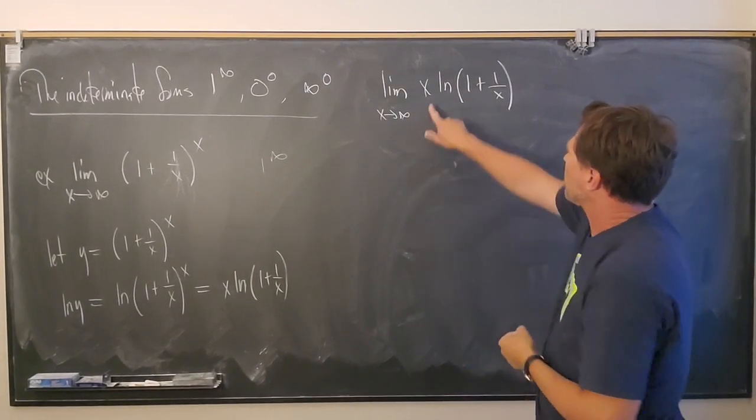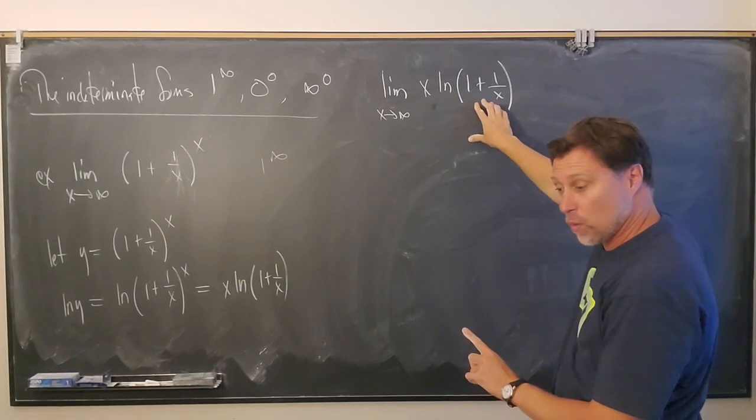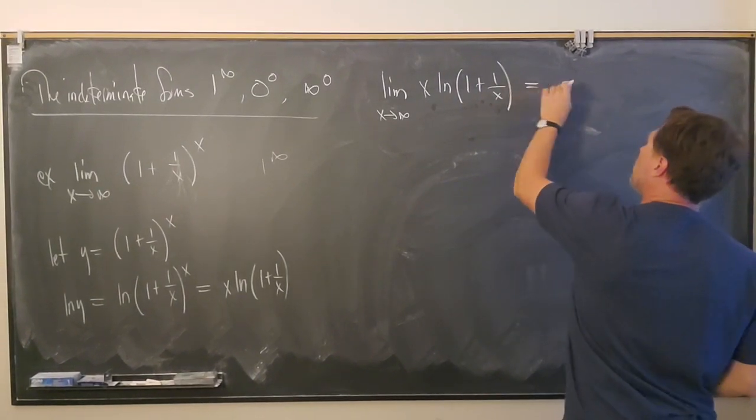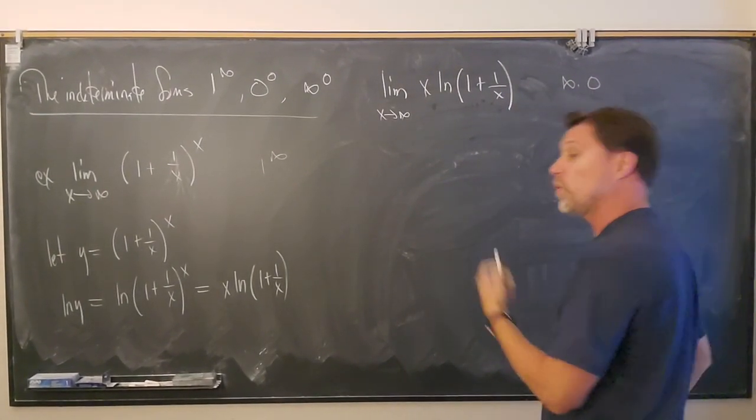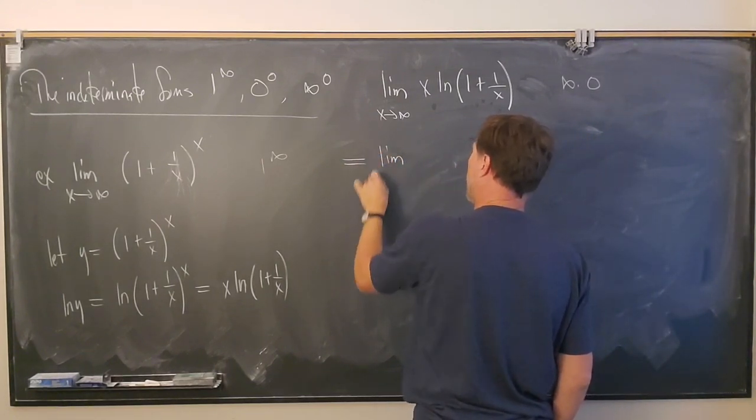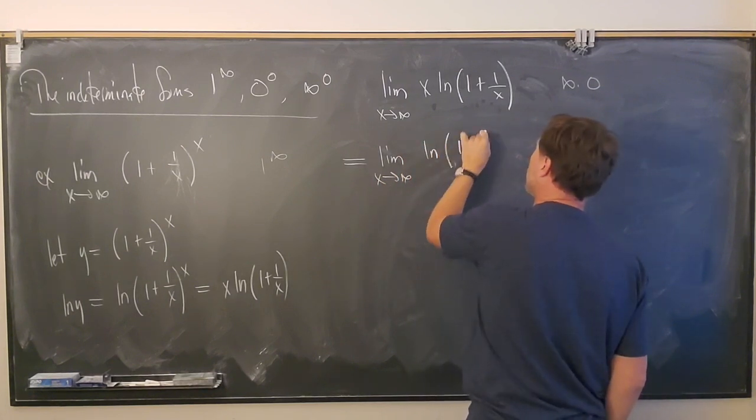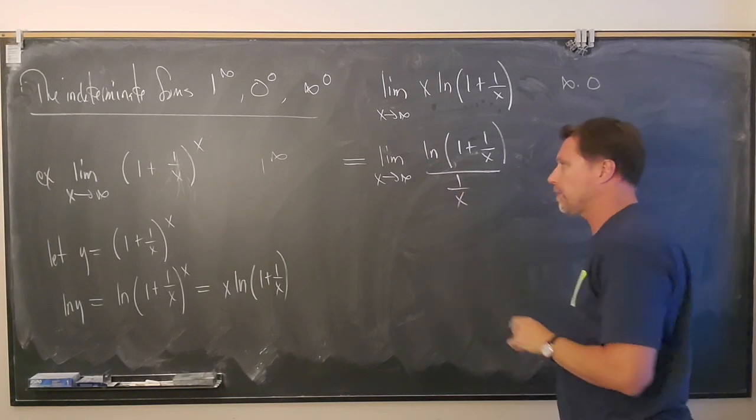Well, let's see. x is approaching infinity. The inside of the parentheses is approaching 1. Natural log of 1 is 0. And so this is, I can't say equals, but this is infinity times 0. We just learned a few minutes ago how to handle that. I'm not going to apply L'Hopital's rule yet. What I want to do is divide by the reciprocal of one of these pieces, and I'm going to put the 1 over x in the denominator like that.